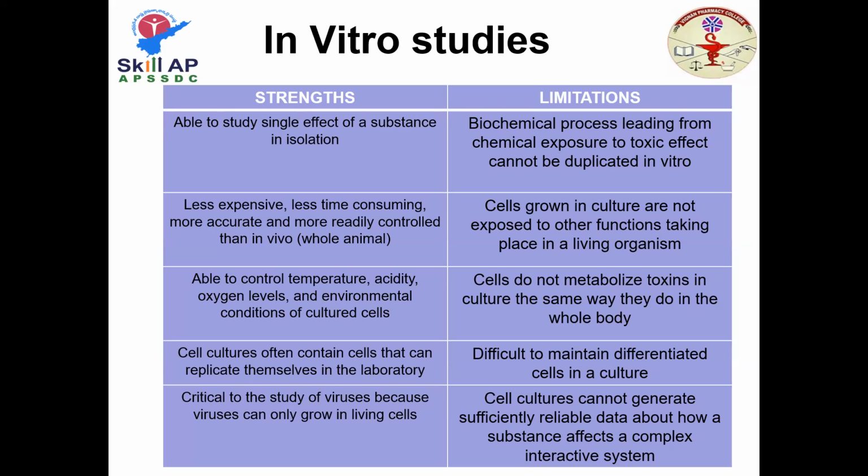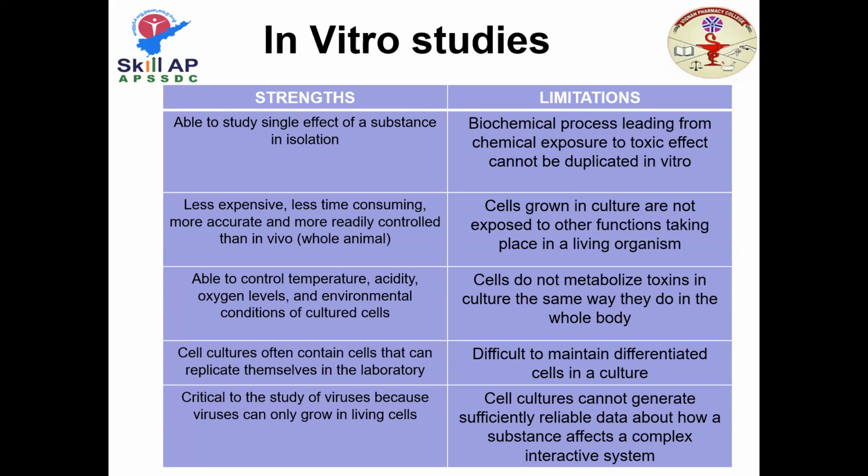Cells do not metabolize toxins in cell culture in the same way they do in the whole body. As we take our medicines, they get eliminated after some time, so the concentrations reduce over time. That is why for some medicines we take them thrice a day, some twice a day, some once a day. Whereas in vitro, such kind of metabolism is not there.